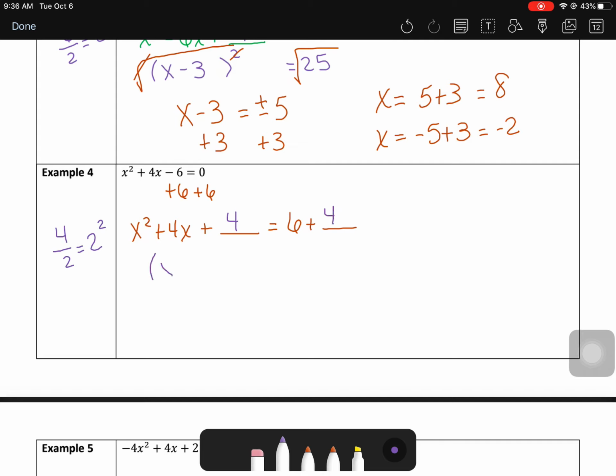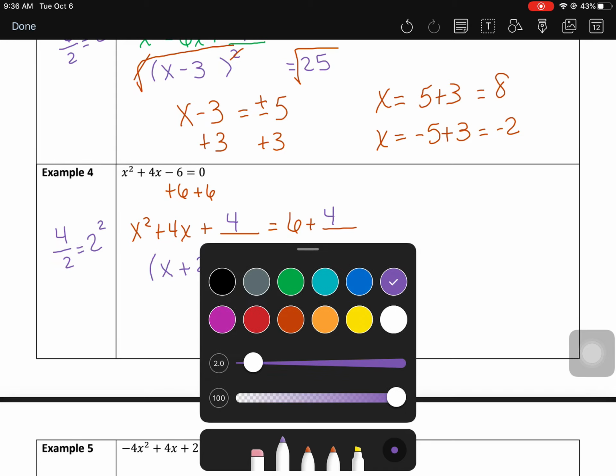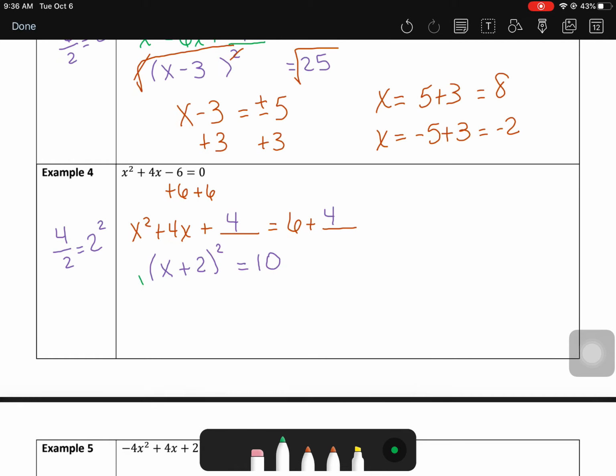Now we factor. Remember, this is going to be x plus the b value, in this case positive. There will be 2 of them, and we combine like terms. Now we are going to take the square root of both sides. A square and a square root cancel, so we have x plus 2 equals, don't forget your plus or minus, and then the square root of 10.